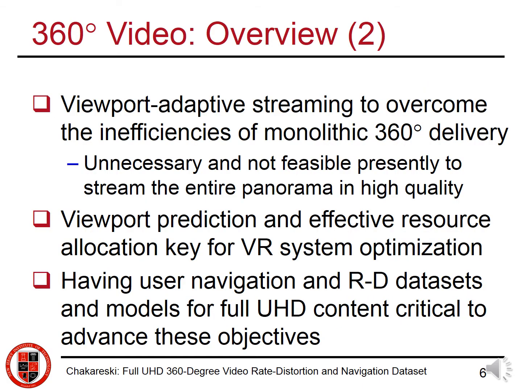Viewport adaptive streaming has been explored recently to overcome the inefficiencies of monolithic 360 delivery that transmits the entire panorama to the user all the time. This is unnecessary, and presently, given the capabilities of existing networks, it is not even feasible to stream the entire panorama in high quality. Hence, viewport prediction and effective resource allocation are key for VR system optimization, and therefore having user navigation and rate distortion datasets and models for full ultra-high definition content is critical to advance these objectives.